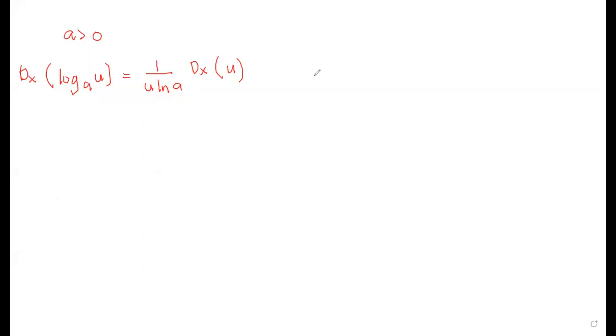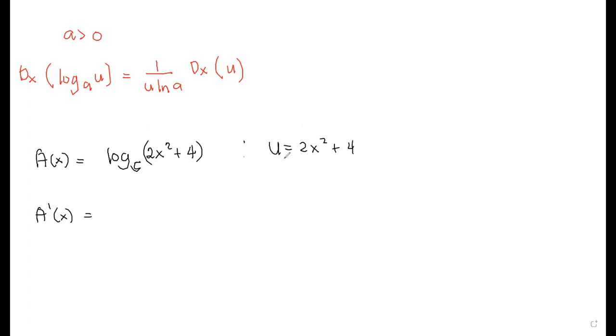So let's take, for an example, I have a function a of x equals log base 5 of 2x squared plus 4. So how do we get the derivative of the function? Simple. Your u here is 2x squared plus 4, and your a is 5. That's what we have, so we're going to follow the pattern that we have here.